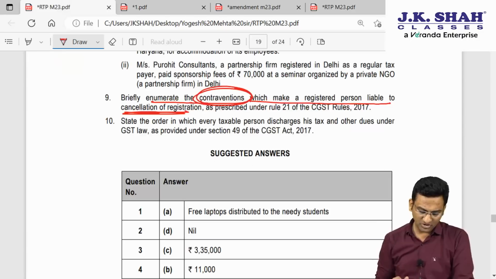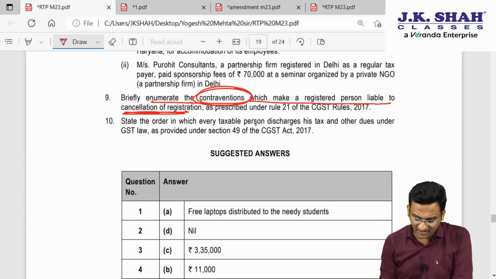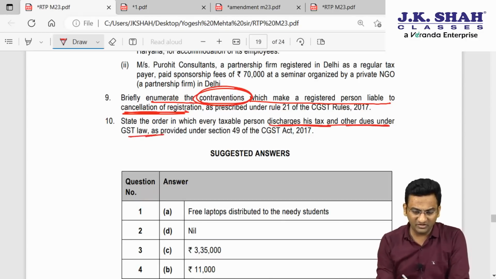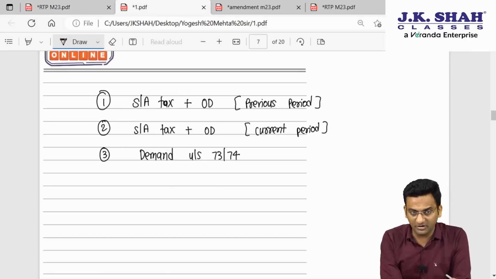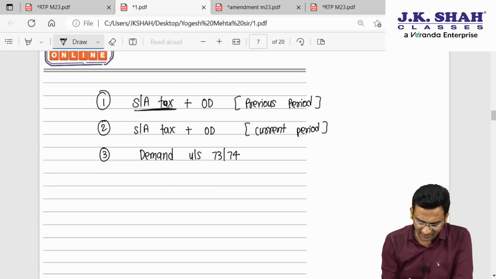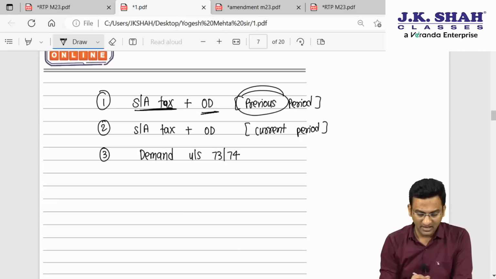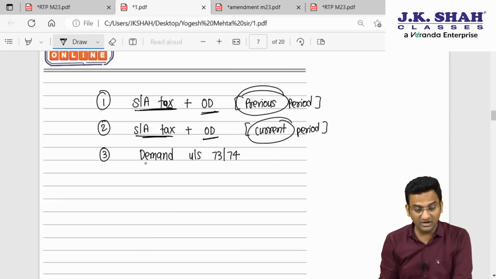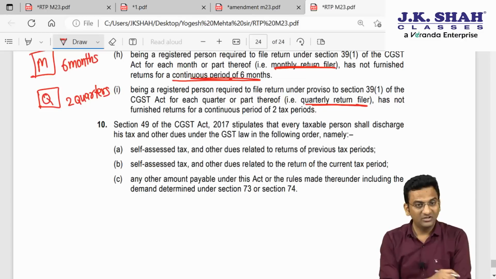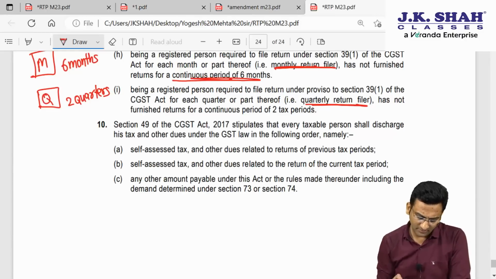And the last question is question number 10. State the order in which every taxable person discharges his tax and other dues under the GST law. If you do remember, friends, this is nothing but a chronological order. First, you pay self-assessment tax and other dues of the previous tax period. Then self-assessment tax and other dues of the current tax period, and at the end you pay the demanded amount under section 73 and 74. So it is nothing but a chronological order.